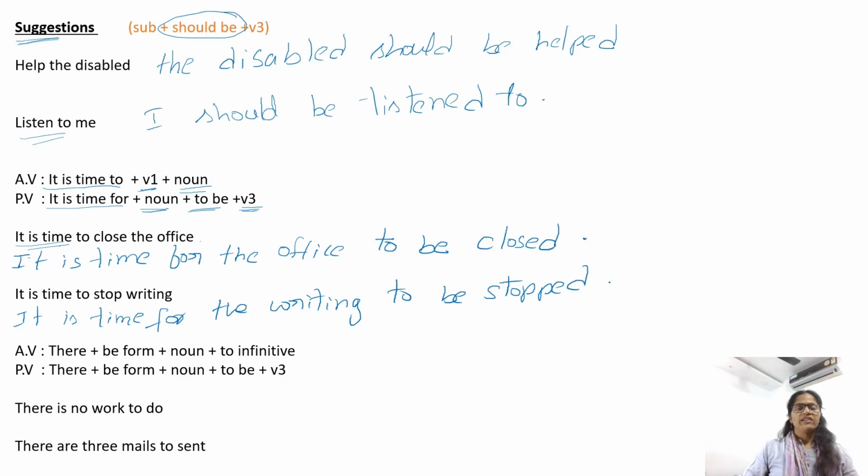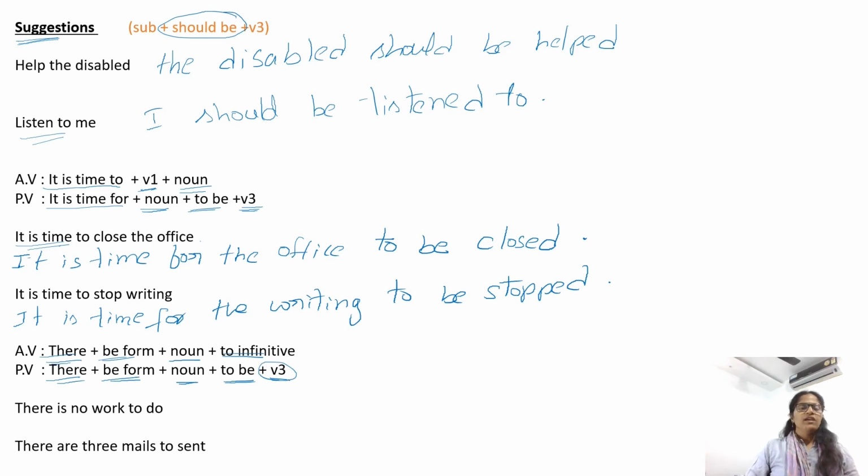If active voice starts with there, then comes be form. It can be is, am, are, was or were. Then noun and to infinitive. Then passive voice structure of sentence starts with there. Then comes be form, that is, am, are, was or were. Then comes noun. Then to be plus V3 form of a verb.